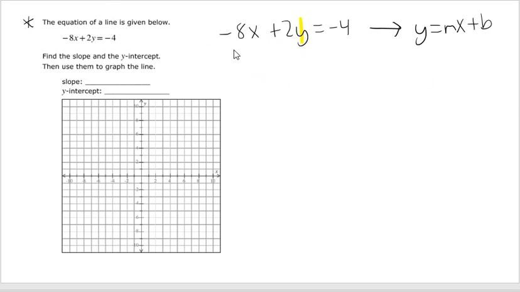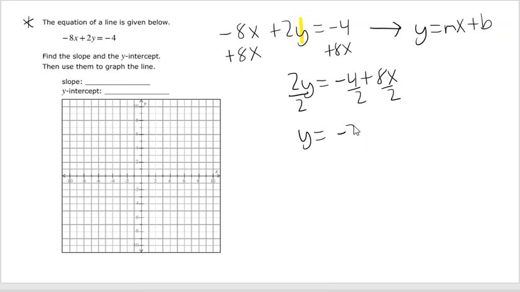In order to get this y by itself, you first need to get rid of the negative 8x term on the left side. So we're going to add 8x to both sides. And that's going to leave us with 2y equals negative 4 plus 8x. And then from there, to get rid of the multiplication of 2, we're going to divide by 2, and we have to do that on everything. So y equals negative 2 plus 4x.